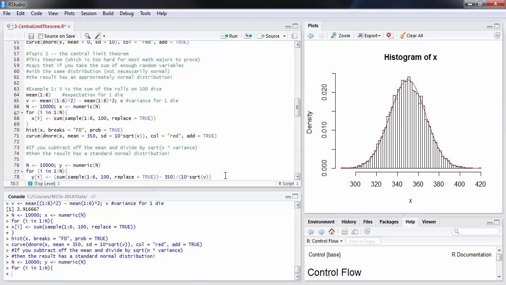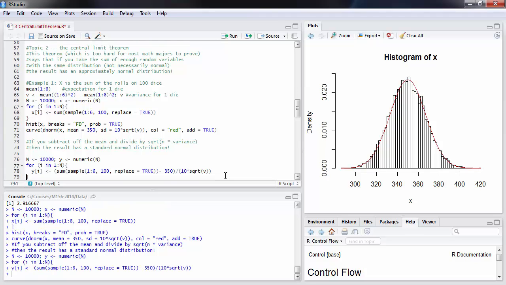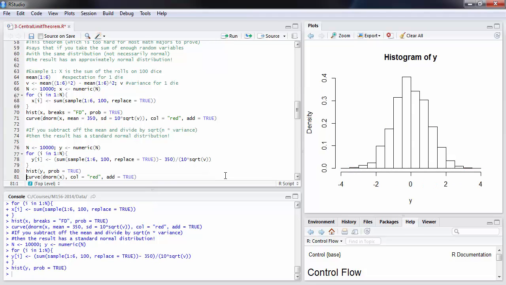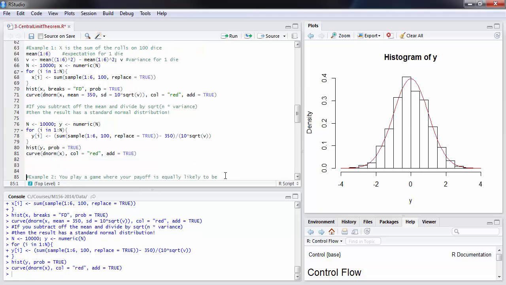Exactly the same as before, except this time I subtracted off 350, then divided by 10 times the square root of v. There's a histogram of y. And there is a plot of the standard normal distribution, which again matches up remarkably well.